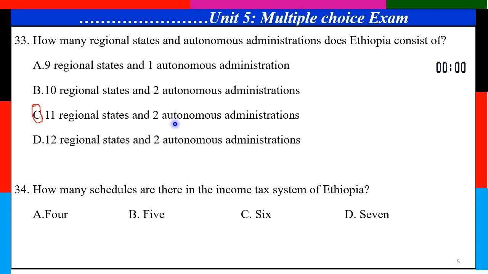According to the Ethiopian constitution, we have only 9 regions and 2 autonomous administrations.